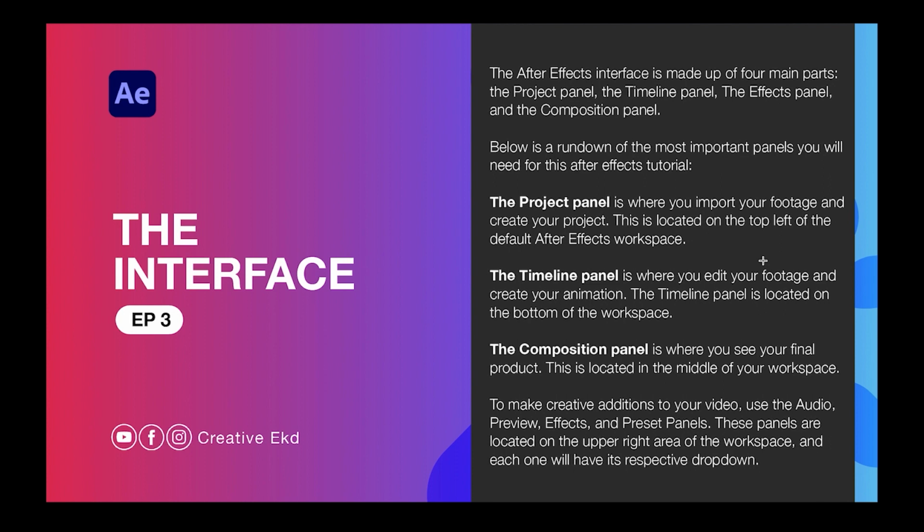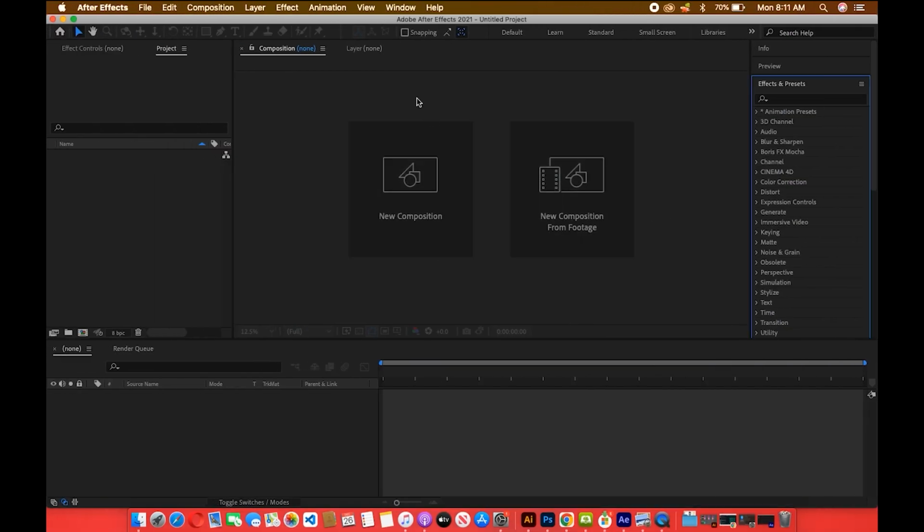All right, so we also have the composition panel, and that is where you get to see your final product. It is located at the middle of your workspace. This is the area that is highlighted blue. Anything you add to your timeline, you get to see it here. You can just call it maybe a monitor.